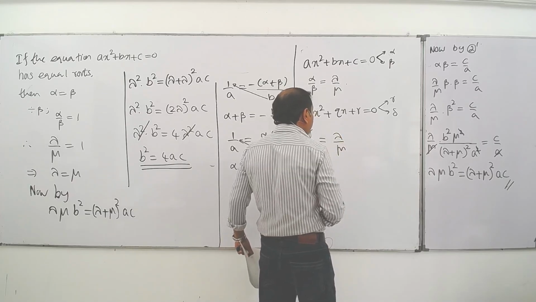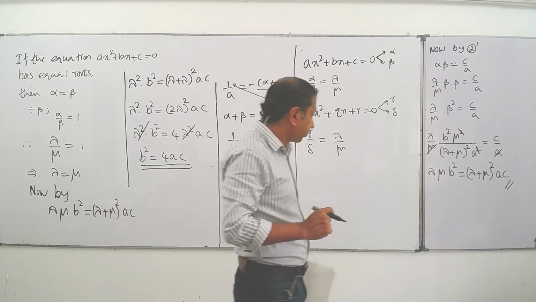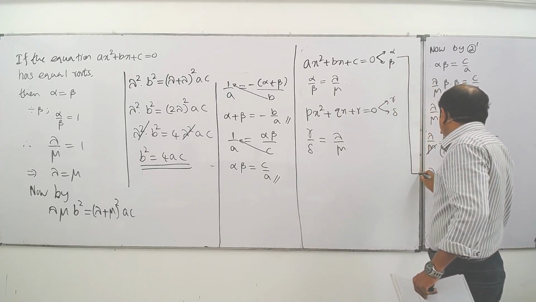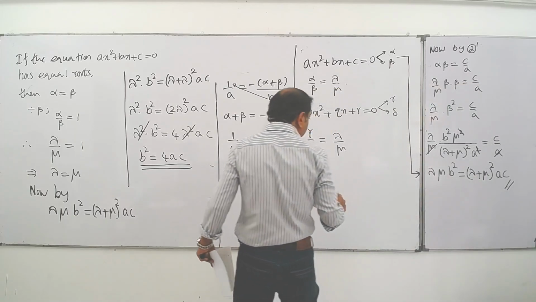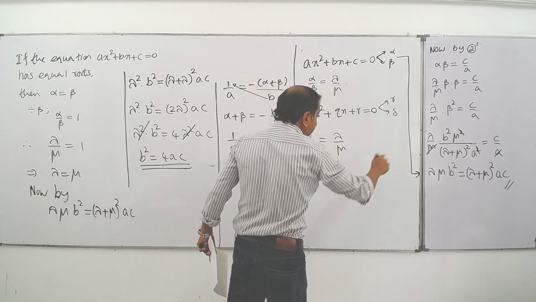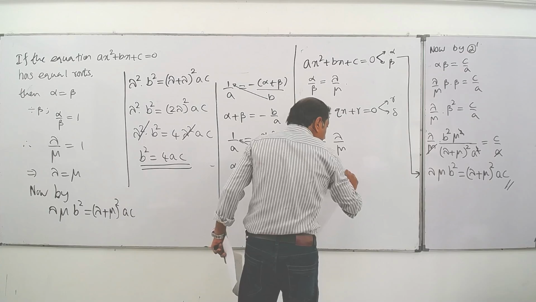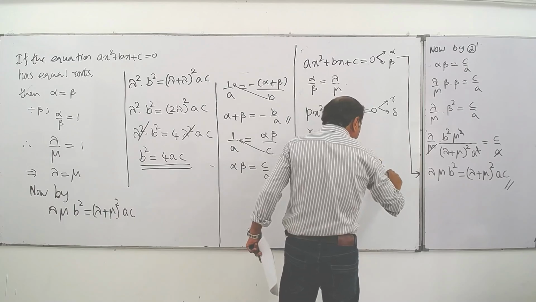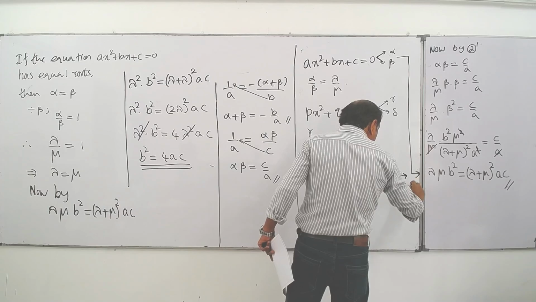Now, earlier we proved this type of result for the first equation. The same result is still valid for this equation. Then I am going to write that lambda mu b squared equals lambda plus mu squared ac. I take this as result A.